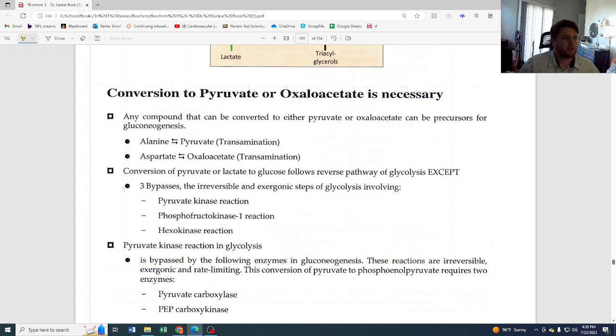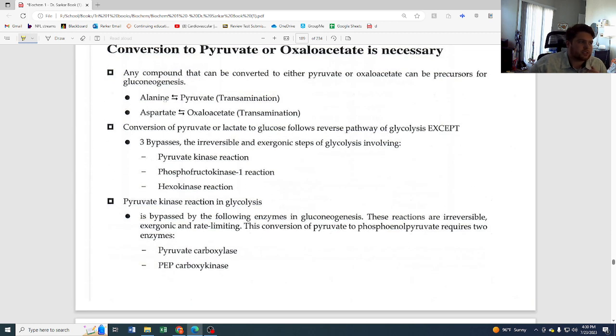Okay, so conversion to pyruvate or oxaloacetate is necessary. Any compound that can be converted to either pyruvate or oxaloacetate can be a precursor for gluconeogenesis, such as alanine or aspartate. We've got those 2 examples. Conversion of pyruvate or lactate to glucose follows reverse pathways of glycolysis, except there are 3 bypasses. The irreversible and exergonic steps of glycolysis. Remember those rate-limiting steps, the pyruvate kinase, phosphofructokinase 1, and hexokinase, kind of where that phosphorylation happens, and it's highly exergonic.